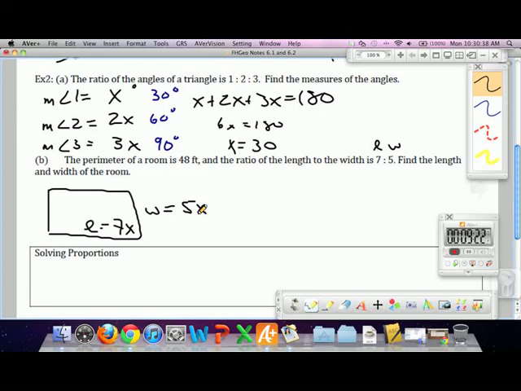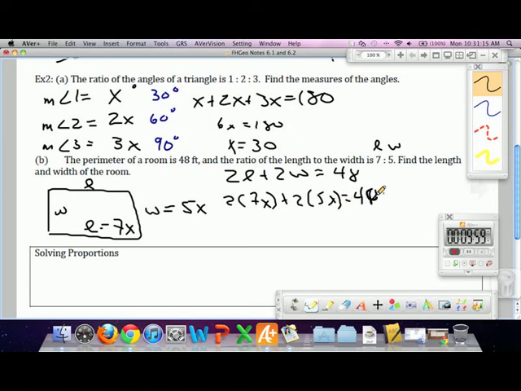Well, I have a perimeter, and I have this information. What kind of equation can I set up to actually figure this stuff out? Paige? Yeah. Absolutely. I know the perimeter is twice the length plus twice the width. Or since I have expressions now involving x, I can do a clever substitution here. And get 2 times 7x's plus twice of 5x's. This is now 48. And solve this thing.